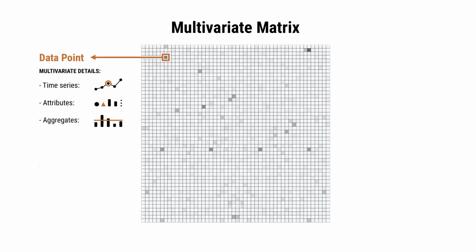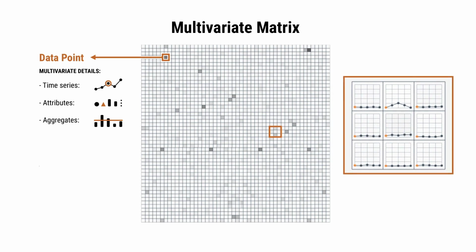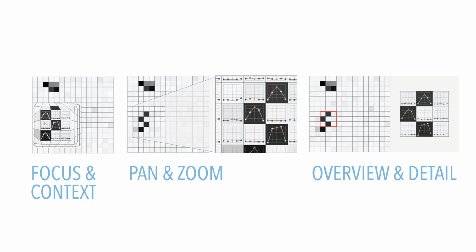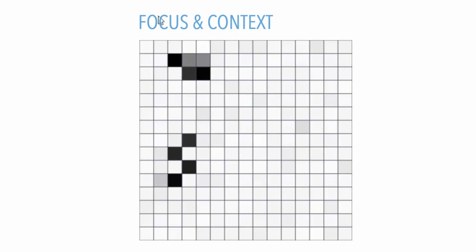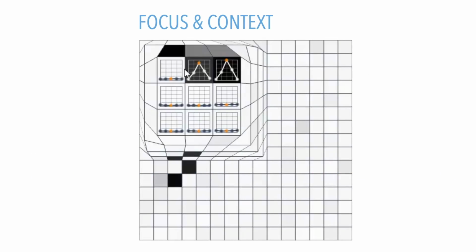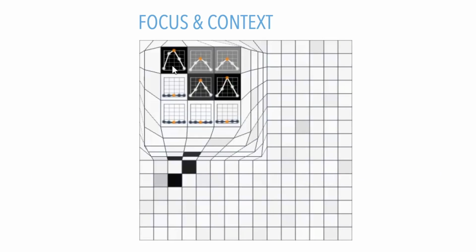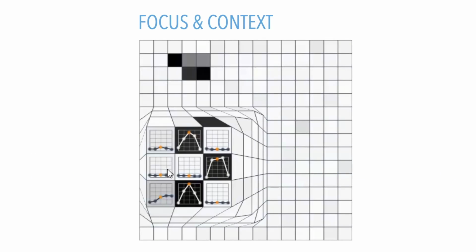To allow analysts to effectively explore MMVs, a common strategy is to selectively visualize the details of a subset of data points. To this end, we compare the 3 main interaction approaches that have been developed to address this challenge: focus and context, pan and zoom, and overview and detail. Focus and context is a technique that magnifies a selected region within the context to show it in greater detail.